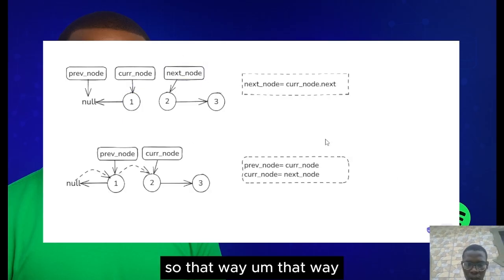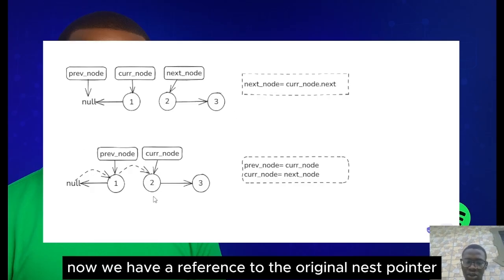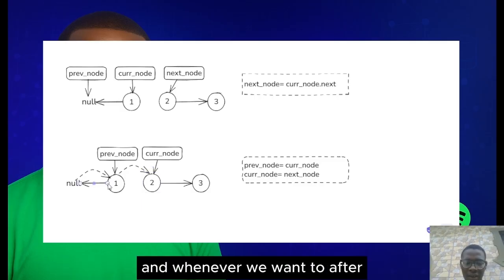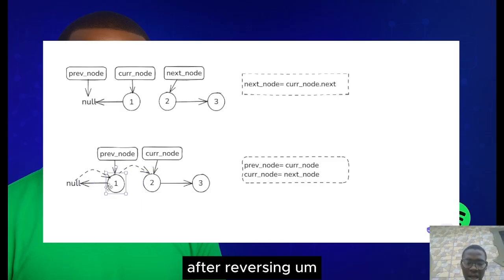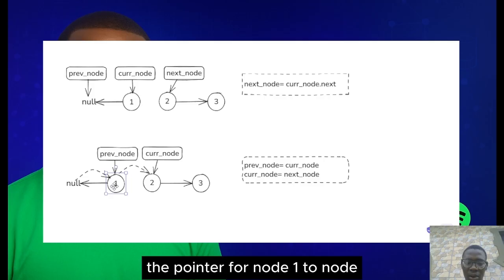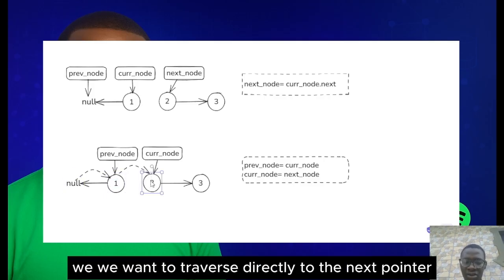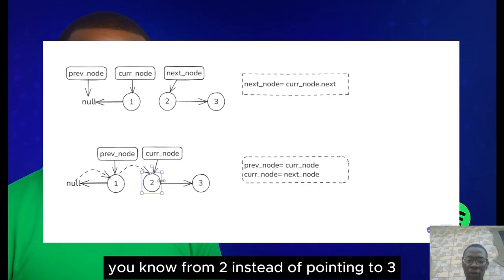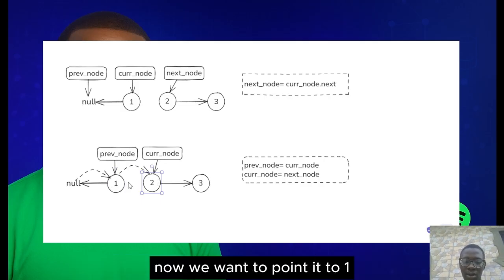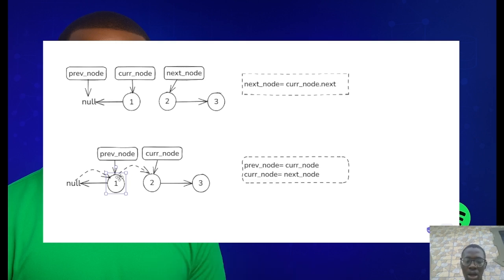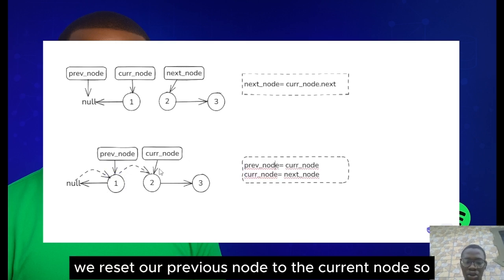We collect it, and this is it visually here. So now we have a reference to the original next pointer, and after reversing the pointer for node 1 to null, we want to traverse to the next node to reverse its pointer also, from 2. Instead of pointing to 3, we want to point it to 1. You understand? In doing that, we will set our previous node to the current node.